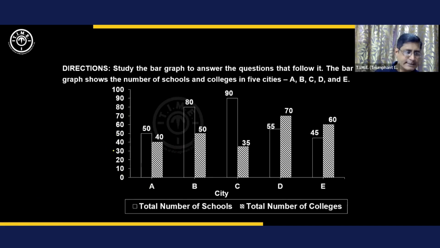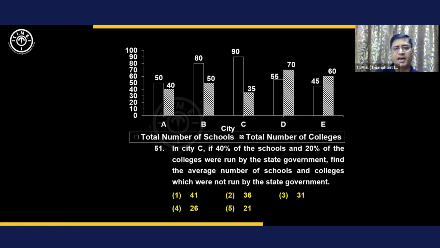Dear students, look at the bar graph given here. Now, this bar graph shows the number of schools and colleges in 5 cities A, B, C, D, E. These are the school values. So these are the total number of schools in A, B, C, D, E. The other values are the colleges. Now look at the questions given based on this data.